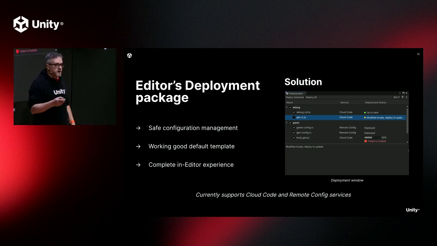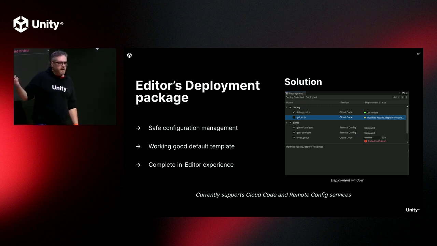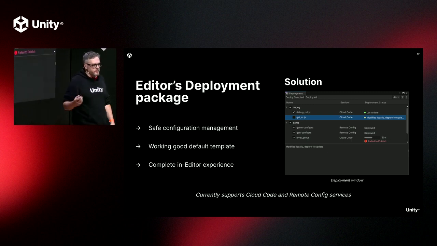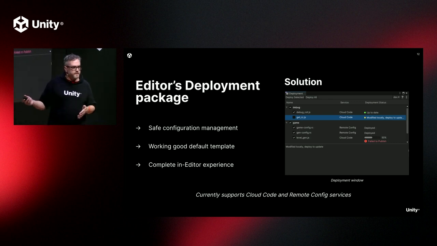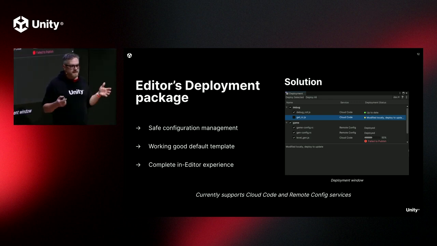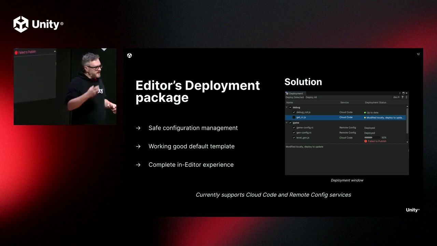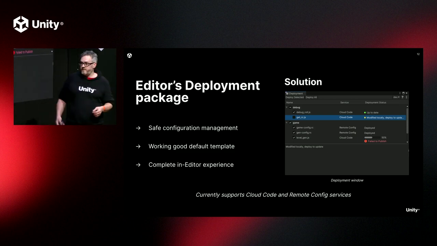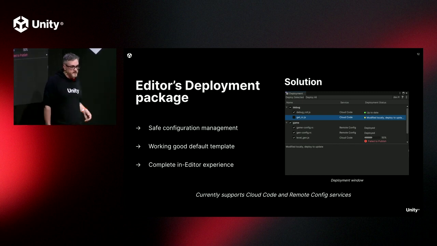Next, we want you to be able to work with good defaults. So when you get started and you want to create a new cloud code script, it doesn't come with an empty file. We provide you with an example of a method in JavaScript that you could use, so you know exactly what format is expected from you. Same thing for remote config. It comes with a template of JSON with different key values and different types that you can use within remote config files. This together makes it a complete in-editor experience.